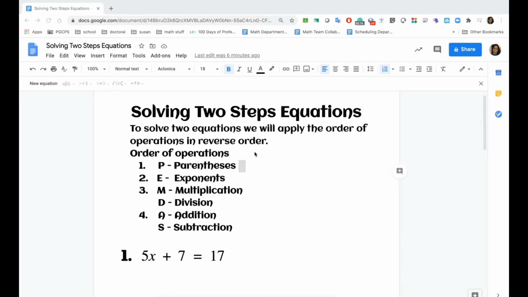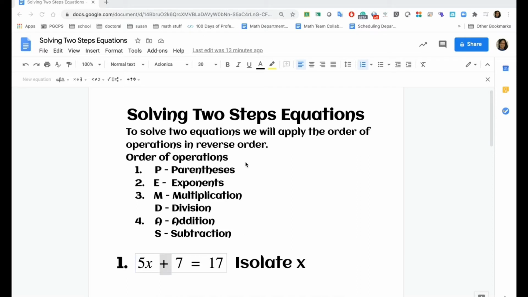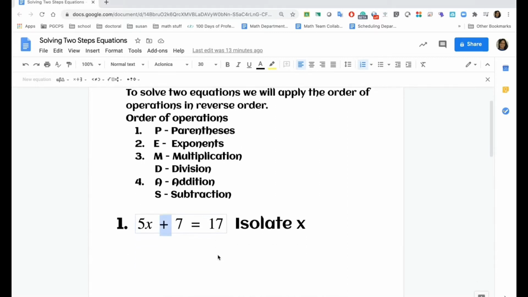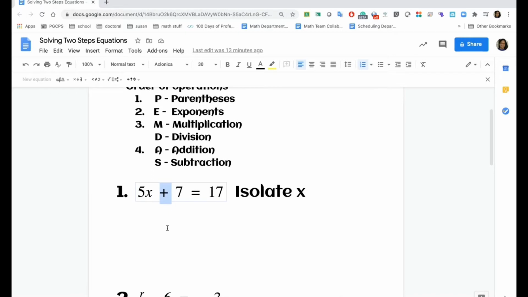To solve a two-step equation, we will use the reverse of the order of operations. The order of operations is always used in simplifying numbers or simplifying expressions. So again, in a two-step equation, we will use the reverse of this order. An example now is 5x plus 7 equals 17.